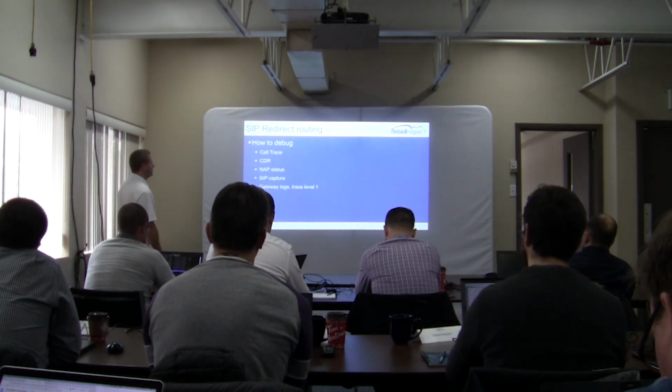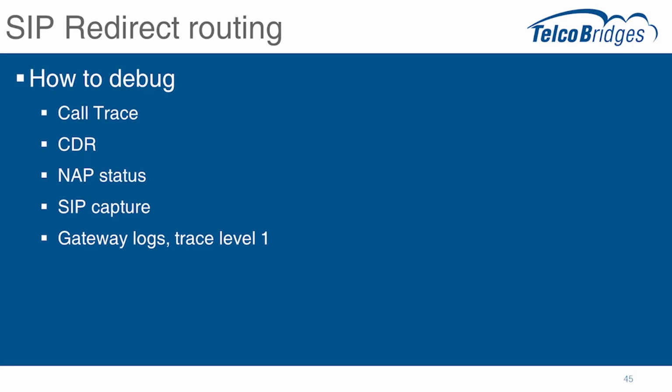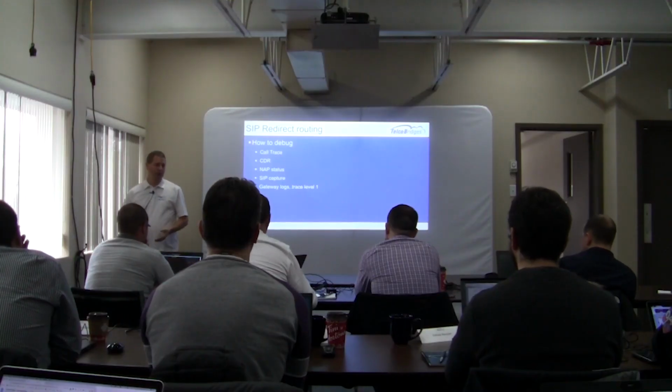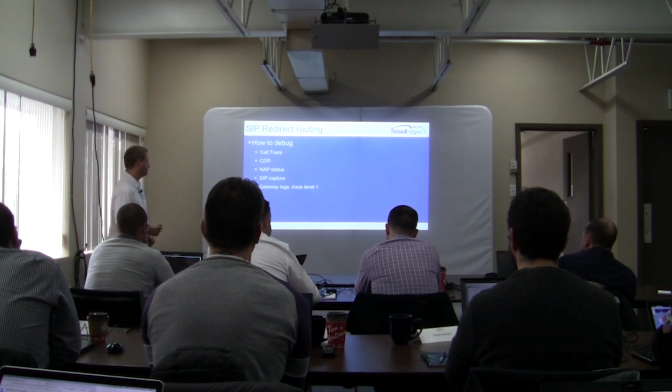Here it's very similar how to debug the redirect routing, except that now you will use a SIP capture and not a RADIUS capture to get the information that is sent. That can be a TB-sig trace or a TB router capture.